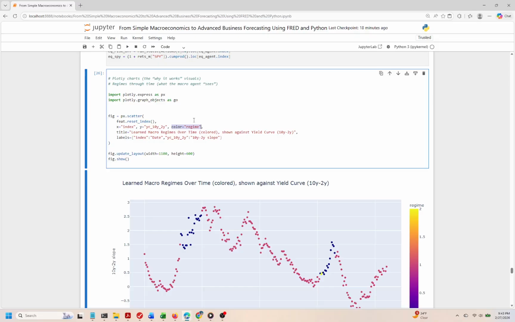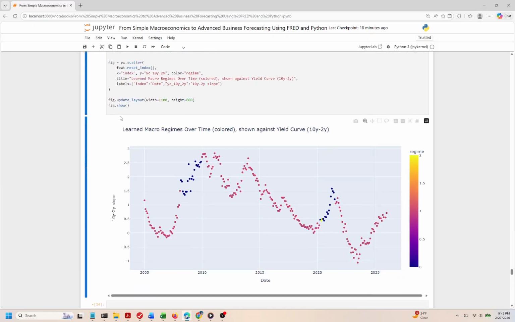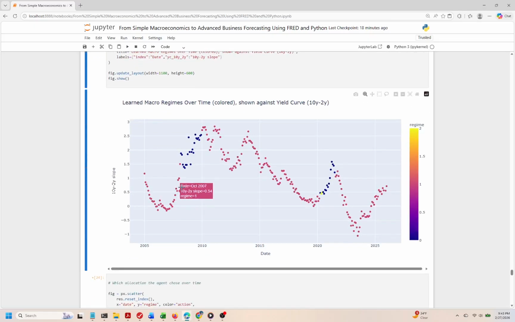We begin with a scatter plot that uses Plotly's convenient express module. The x-axis represents dates, while the y-axis shows the yield curve slope, labeled as 10y2y slope. This metric is crucial for evaluating the market's expectations about future inflation and economic growth. Each point in the scatter plot is colored by the regime, indicating the different economic phases identified in our analysis. This visual differentiation allows us to observe how these regimes correspond to variations in the yield curve slope over time.